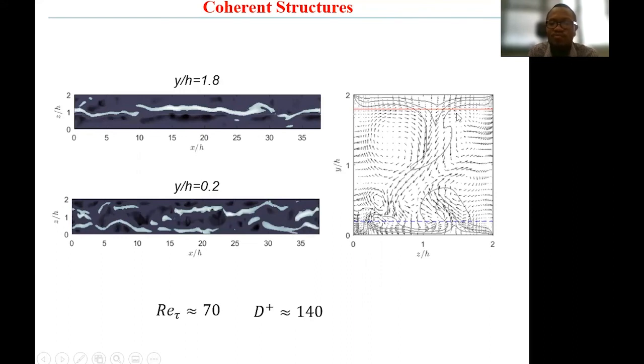If you look at the figure on the right-hand side, we have a plot of the instantaneous velocity field. Again, we can clearly see the streaks. And associated with these streaks are 2 counter-rotating quasi-streamwise vortices. So the streaks are formed when the vortices transport momentum from the wall to the interior of the duct.